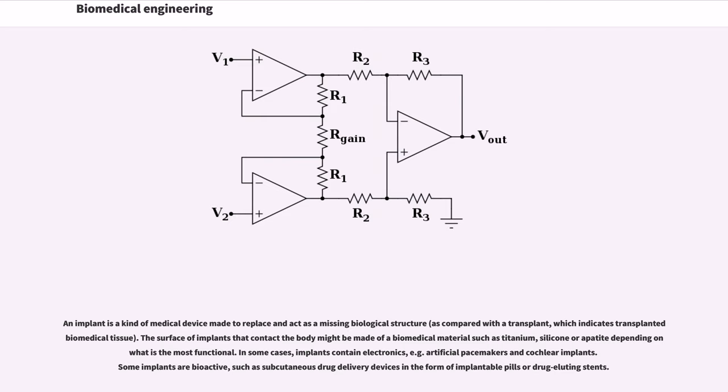An implant is a kind of medical device made to replace and act as a missing biological structure, as compared with a transplant, which indicates transplanted biomedical tissue. The surface of implants that contact the body might be made of a biomedical material such as titanium, silicone or apatite, depending on what is the most functional. In some cases, implants contain electronics, for example artificial pacemakers and cochlear implants. Some implants are bioactive, such as subcutaneous drug delivery devices in the form of implantable pills or drug-eluting stents.